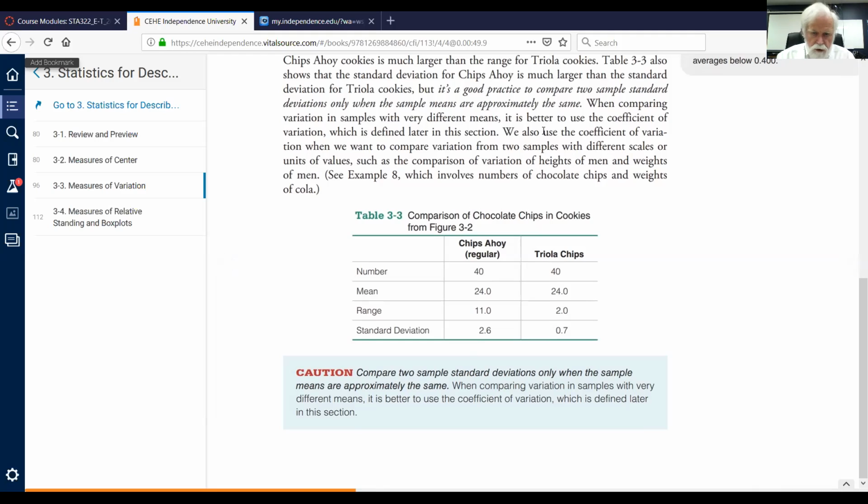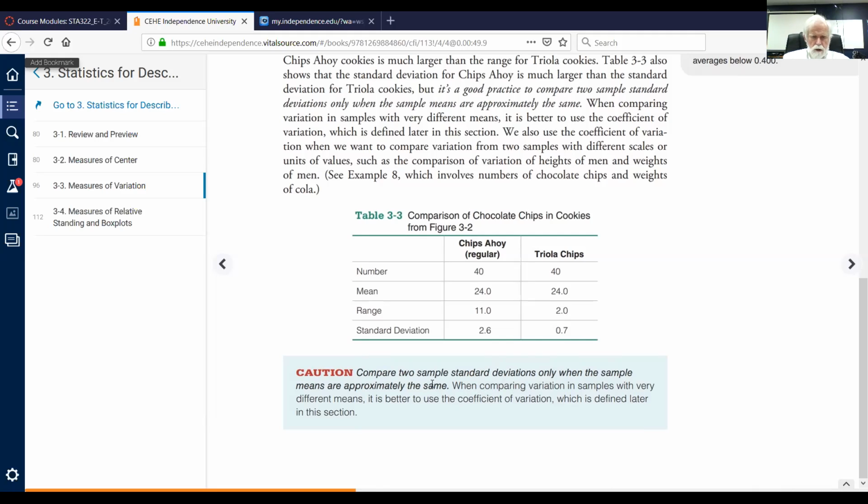If we compare all of the chips in the Chips Ahoy with 40 of Triola's here, what we're going to get is a standard deviation. And again, we calculated 1.9, but if we include all the chips, we're going to get 2.6. Triola's chips, the difference, remember, was much more compact. The range was only 2. Standard deviation of 0.07.